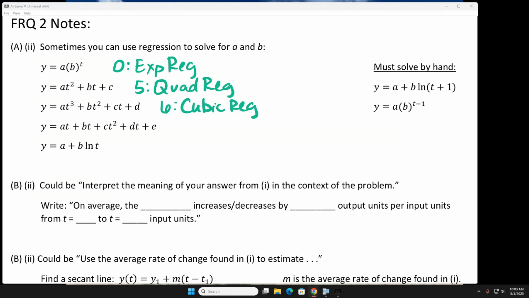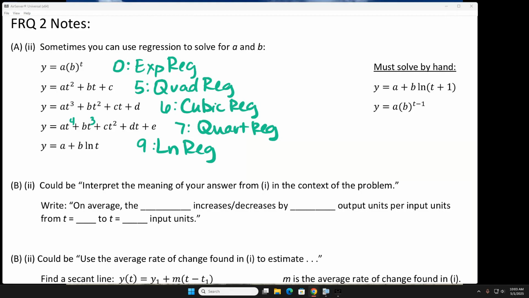And then the next one has some typos. I never put in the exponents for 4 and 3, so put those in for me, please. And those are going to be quartic, but it's just QuartReg. All right, and then the last one is choice 9, which is LnReg.